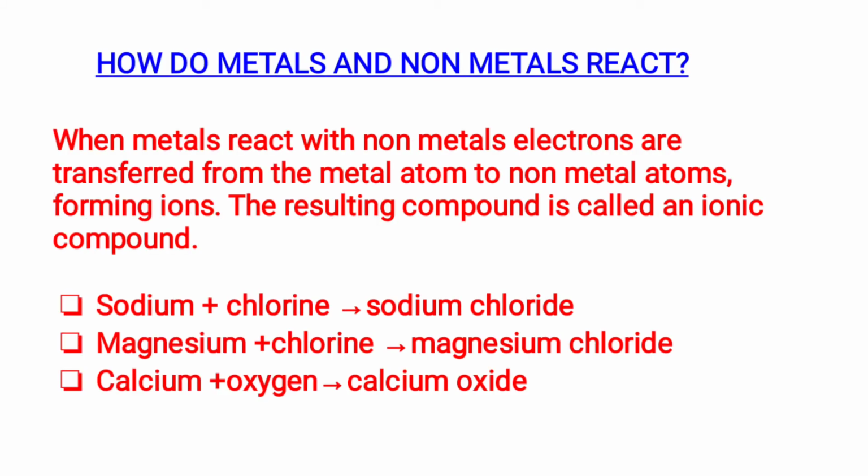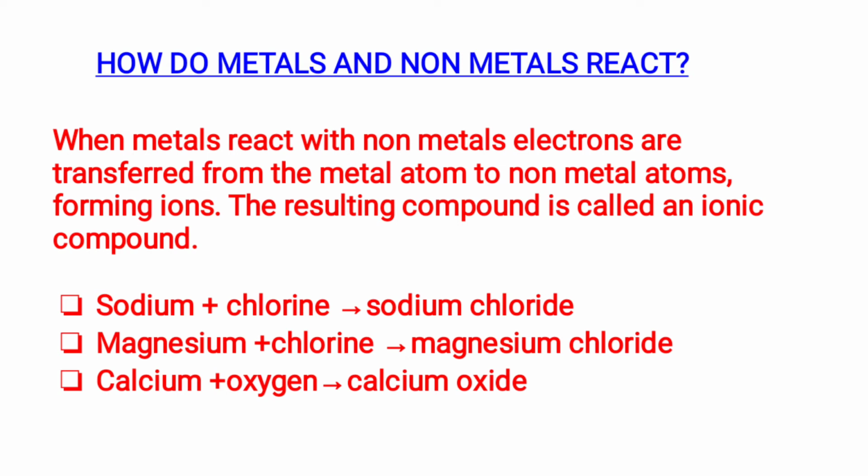How do metals and non-metals react? We know that atoms of all elements need 8 electrons in their outermost shell for their stability. In a reaction between a metal and a non-metal, metal attains its stability by donating electrons while non-metal does so by accepting electrons. When metals react with non-metals, electrons are transferred from the metal atom to the non-metal atom forming ions, and the resulting compounds are called ionic compounds.